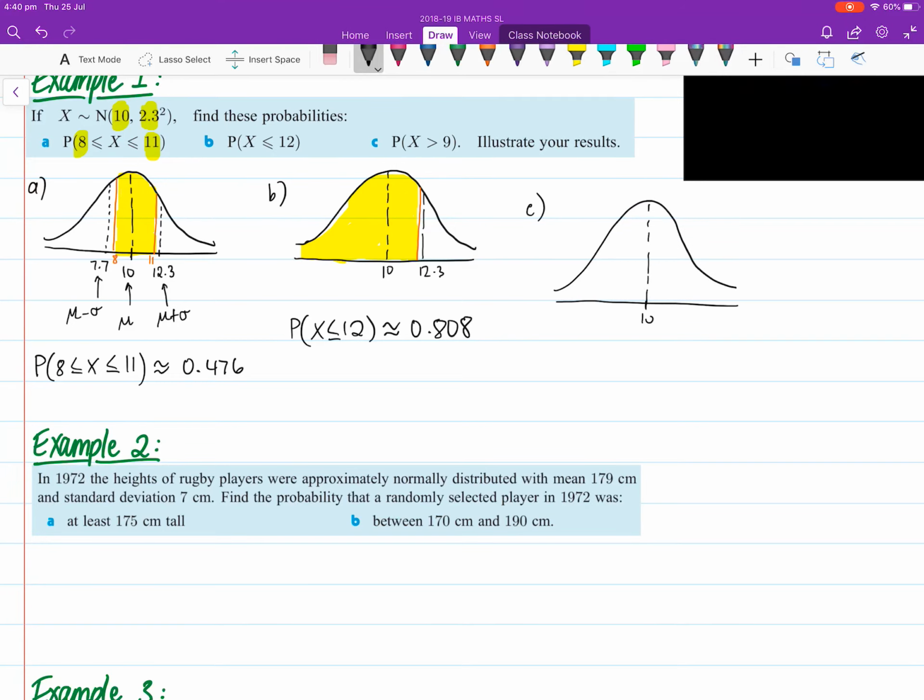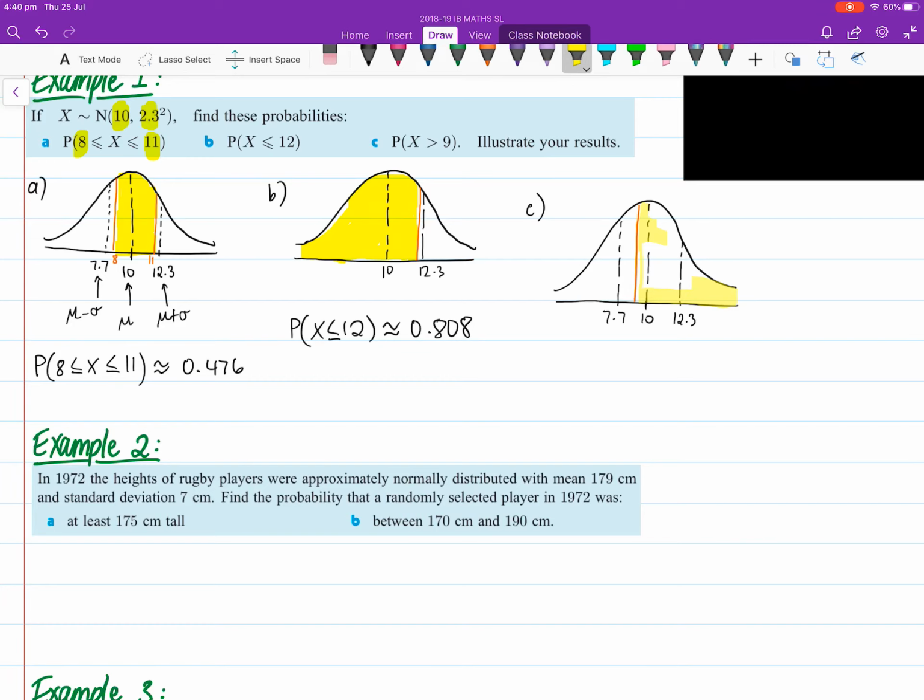And then part C, same idea, except this time, let's have a look. There's my mean, which is 10. I want x greater than 9. So let me put in my standard deviation, one standard deviation to the left and to the right. Okay, 7.7 to 12.3. I want greater than 9, so maybe 9's about there. And so I want all of this.